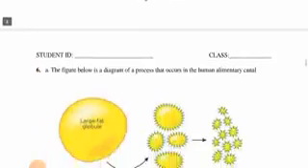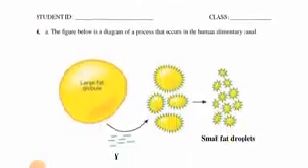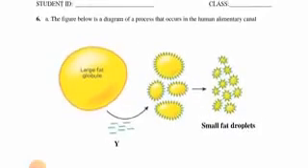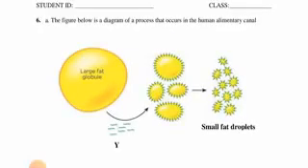Okay, let's come to this one. The figure below is a diagram of a process that occurs in the human alimentary canal. So we have large fat globules. Look at the diagram. They have been split into small parts, small droplets of fats.